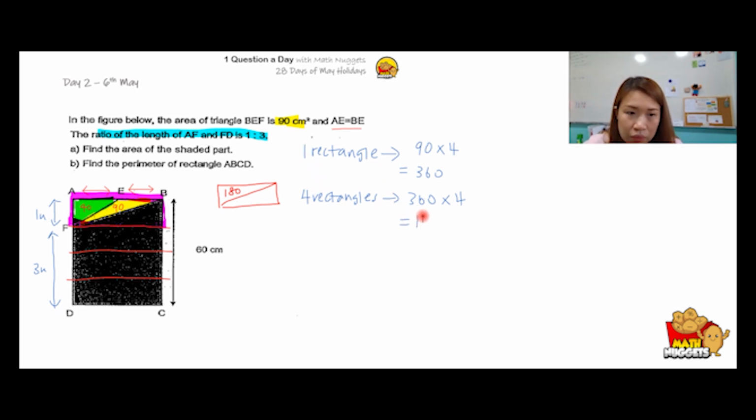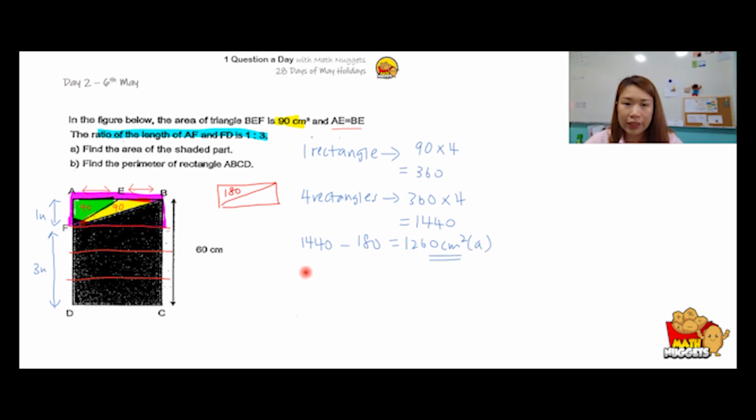which is 1440. Then if I take that to minus the 2 unshaded triangles, which is 180, I get 1260. Square centimeters, this is the answer for A.